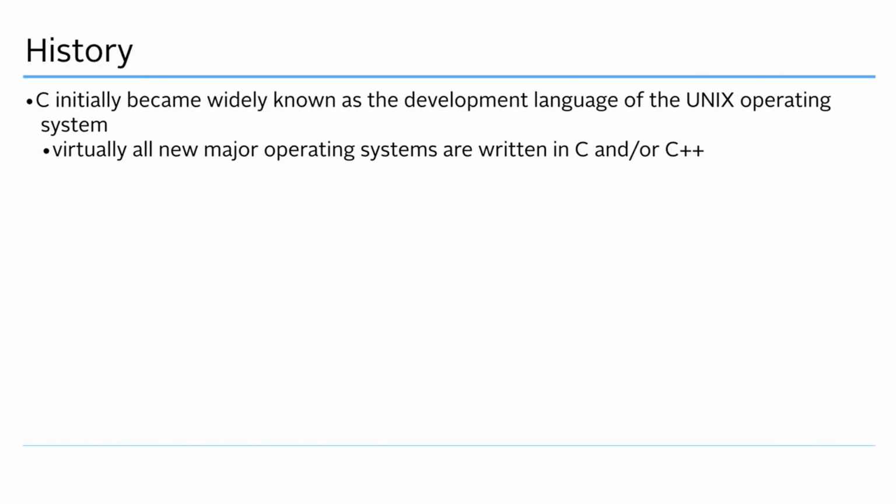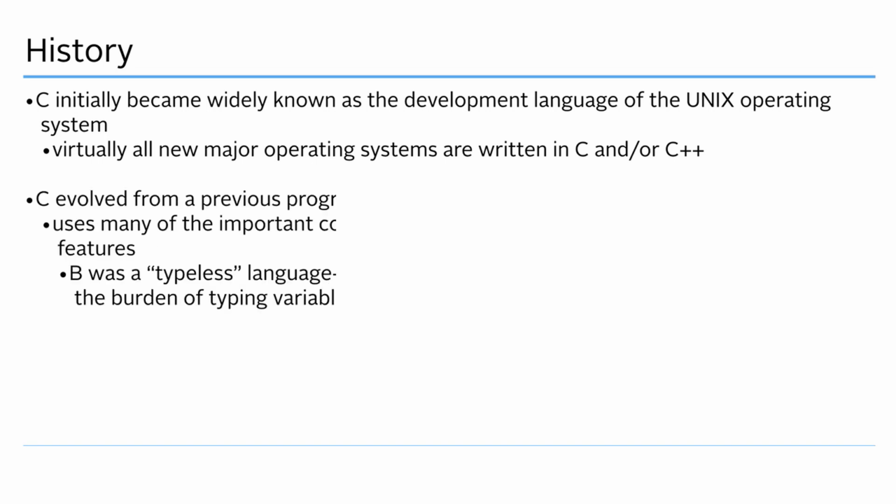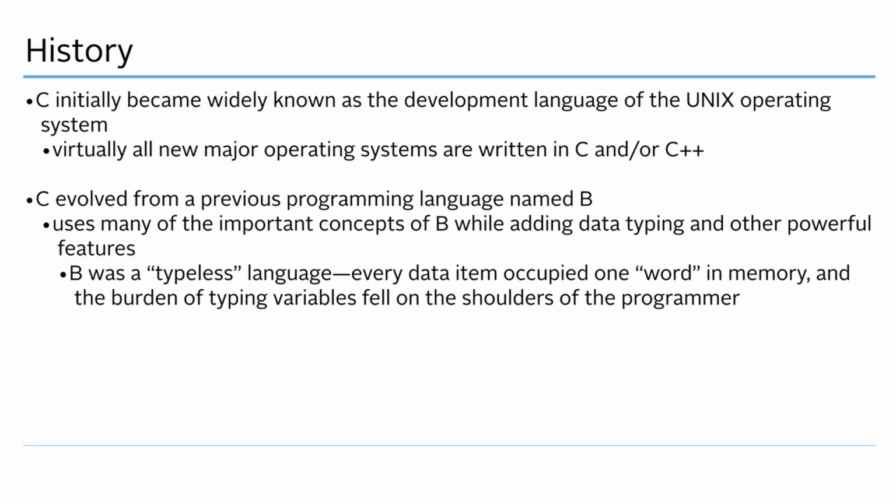Some more history. It initially became widely known as the development language of the Unix operating system, and virtually all the new operating systems that were written after 1972 are written in C or C++. Again, very popular, very, very useful. It evolved from a previous programming language named B. Go figure. That's why it's named C. I guess they weren't very clever, and they just said, hey, B, C. There's also a language called D, by the way.